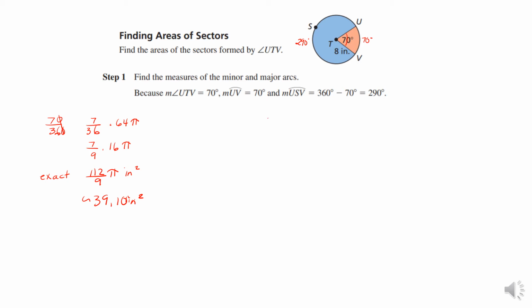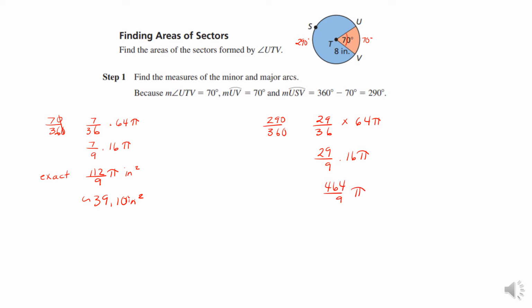Okay, now if we're going to calculate the area of the larger sector, we're going to use 290 over 360. We're going to simplify that to 29 over 36, sorry. And multiply that times 64 pi. That's pi r squared. Again, we're going to simplify, so we get 29 over 9 times 16 pi. And then we're going to multiply that out. We get 464 over 9 pi.